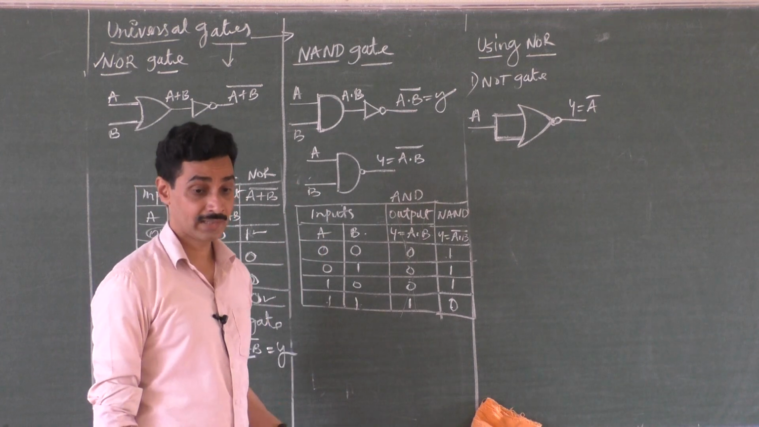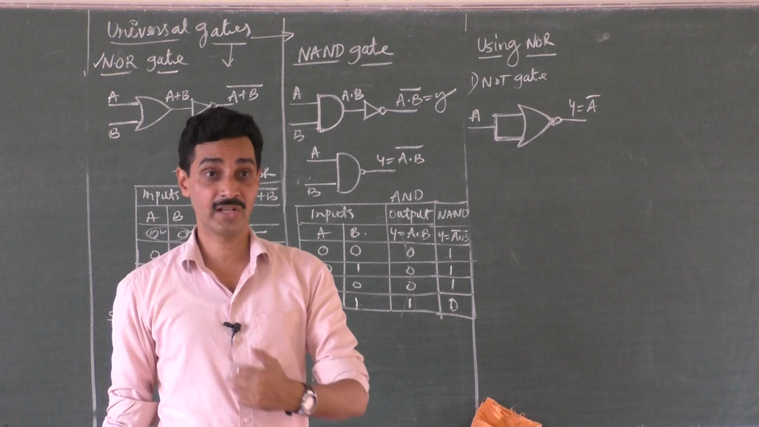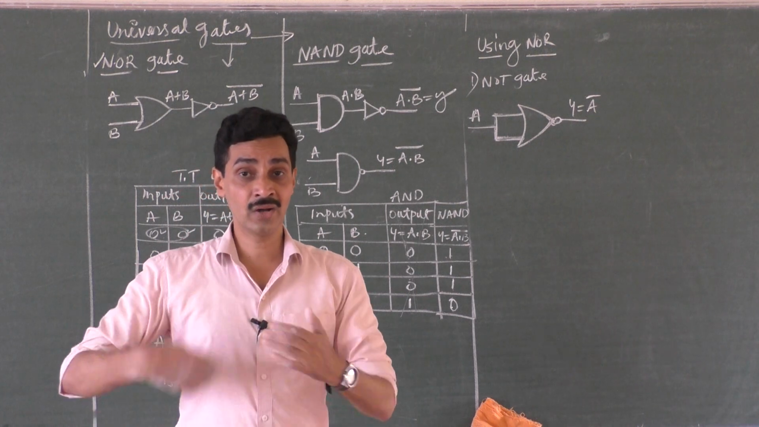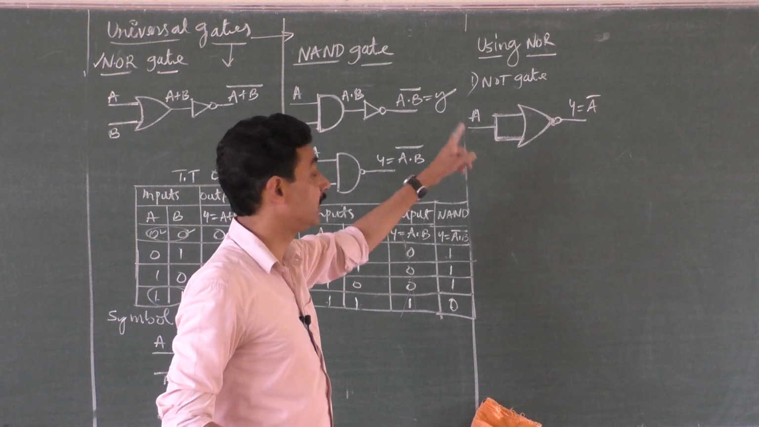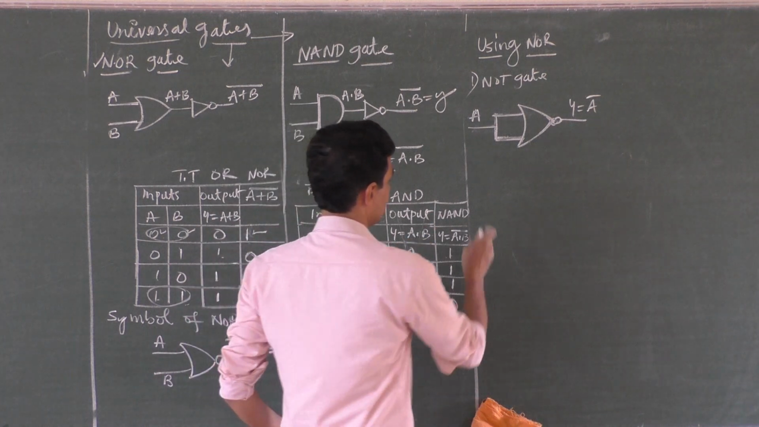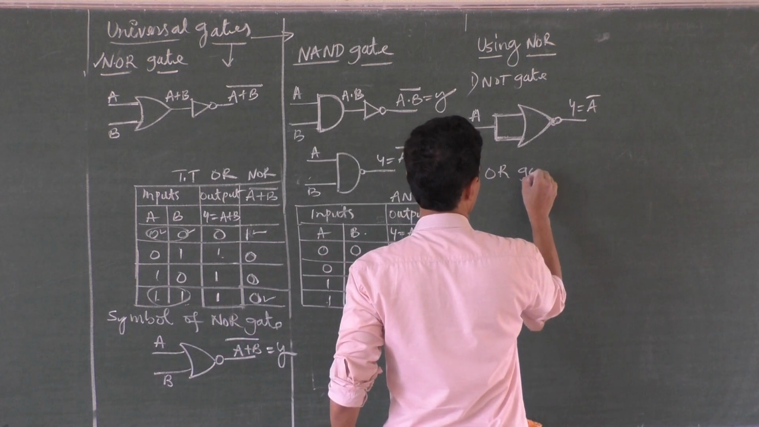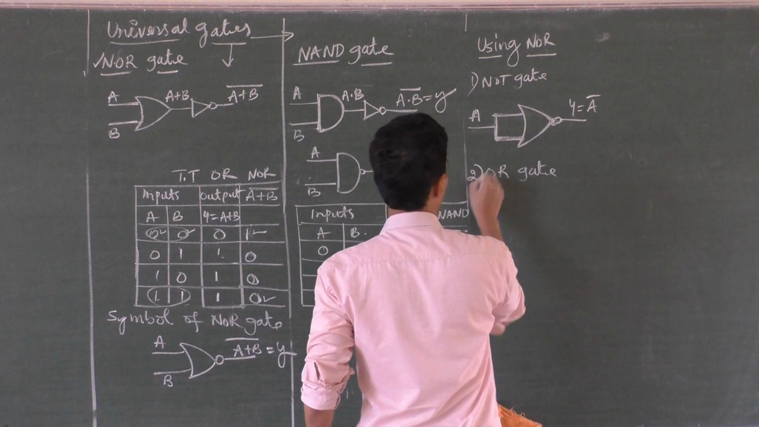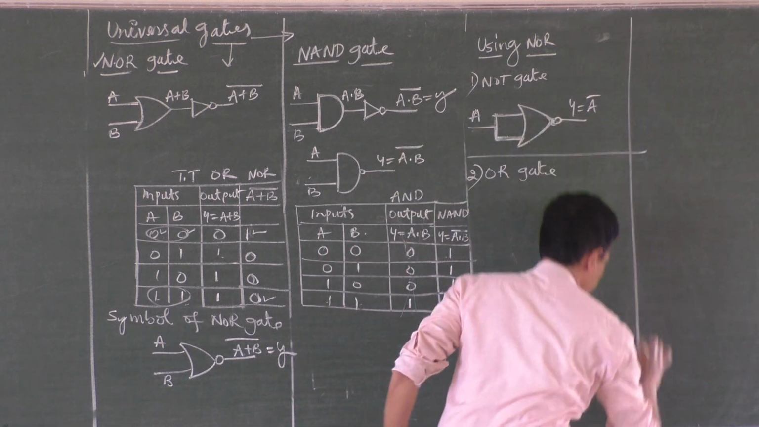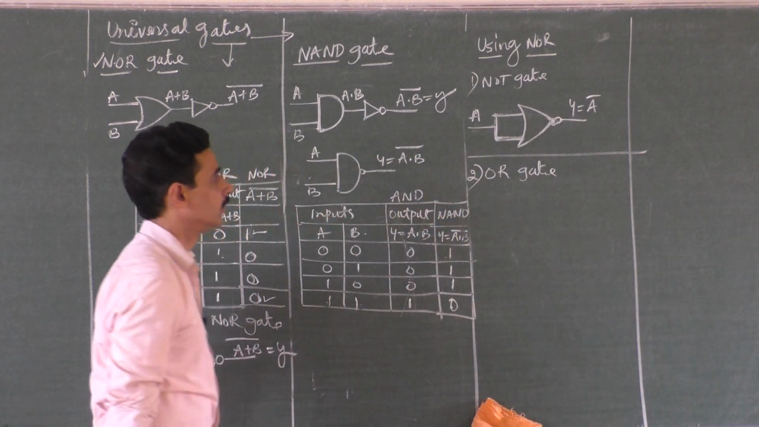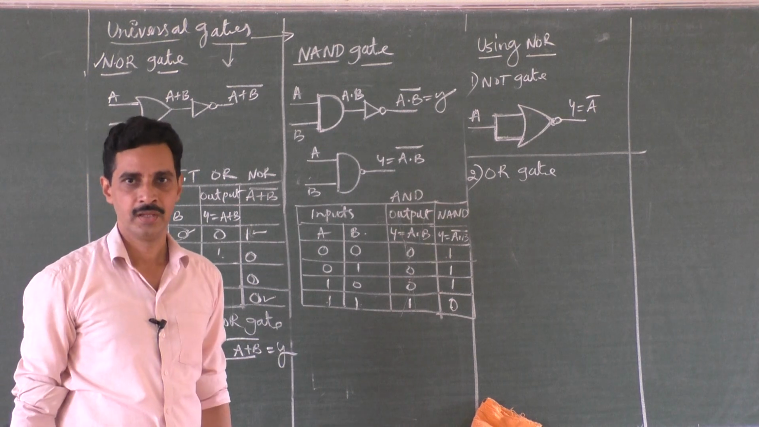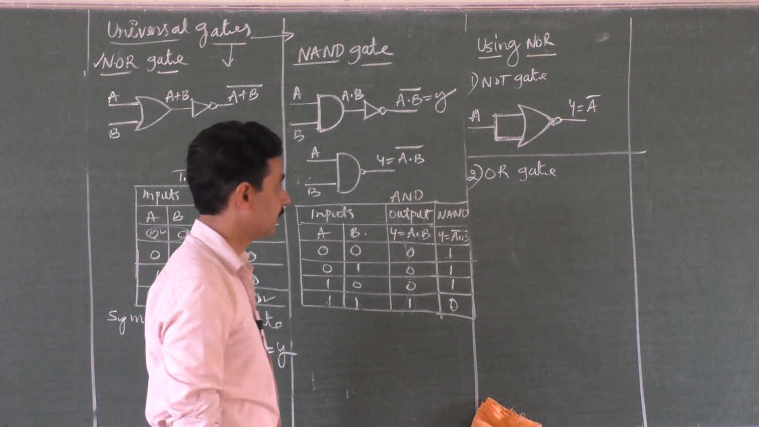Sir, you called the NOR gate a universal gate. You must be able to construct OR and everything else. You have proved only NOT. Now can you construct an OR gate using NOR gates? Yes, possible. How to construct an OR gate using NOR gates?